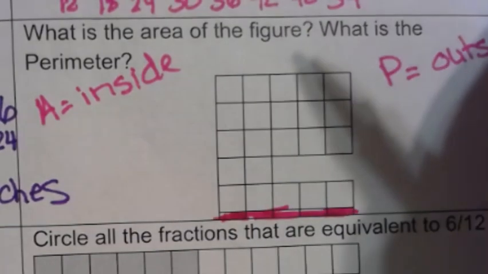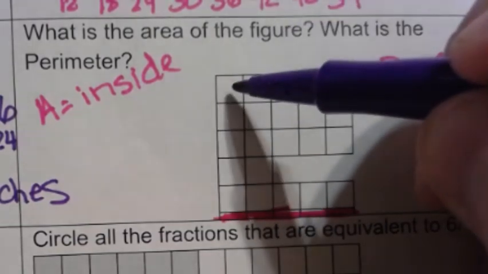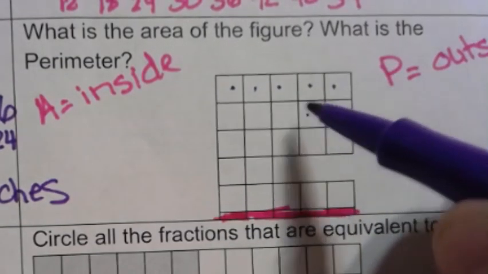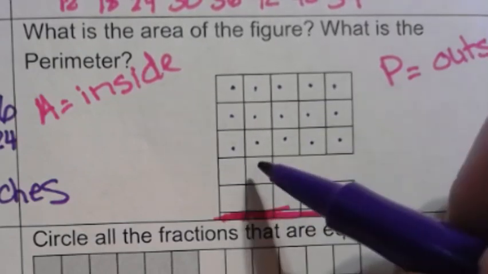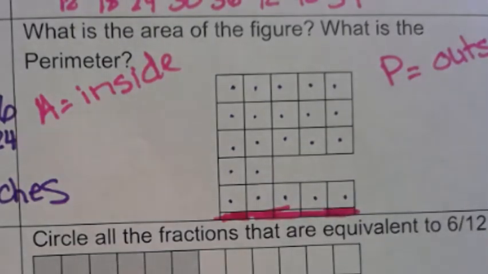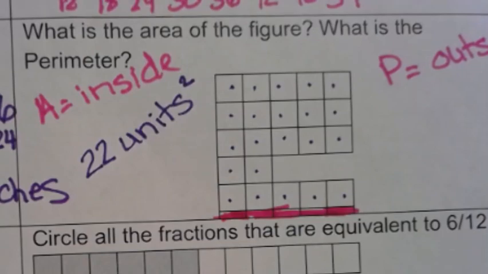So on the inside area, Miss Powell, how should we proceed? When it's an irregular shape, we count them. We start counting and we count the shapes. I put a dot to know that we've counted them. So if we counted them all, we'd say 1, 2, 3, 4, 5, 6, 7, 8, 9, 10, 11, 12, 13, 14, 15, 16, 17, 18, 19, 20, 21, 22. 22 squares fit into that shape, so it's 22 units. And we have to put squared because we're talking area.